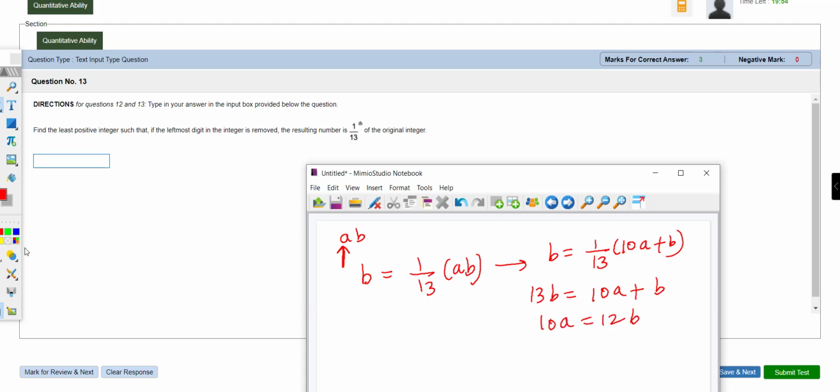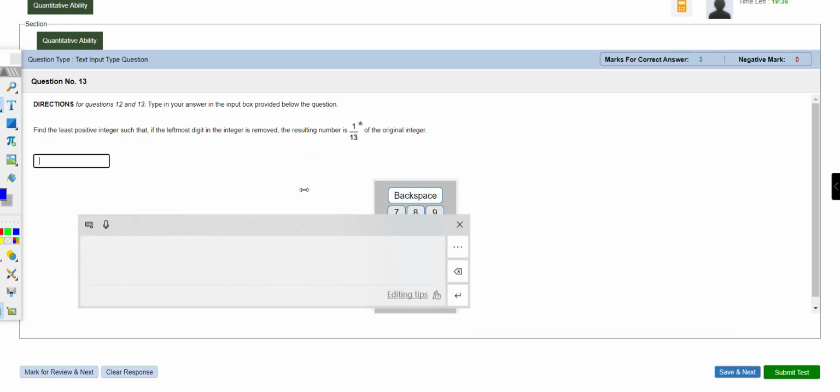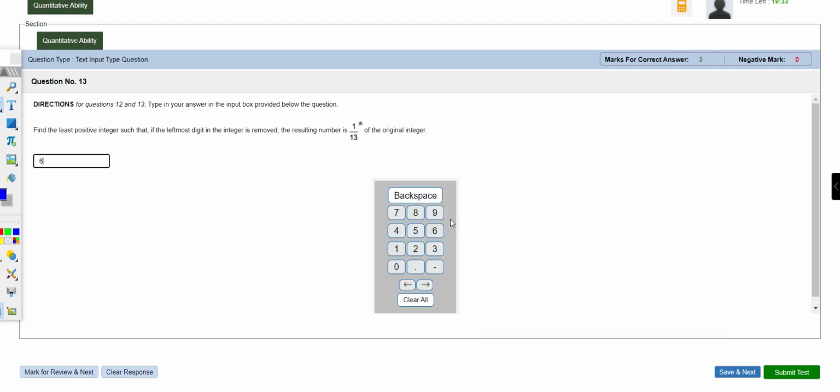Okay, so let's solve this. We will get a by b is equal to 12 by 10, that is equal to 6 by 5. So you can see that 65 is the smallest number which satisfies the given condition. Now let's mark 65 as the answer and let's move ahead.